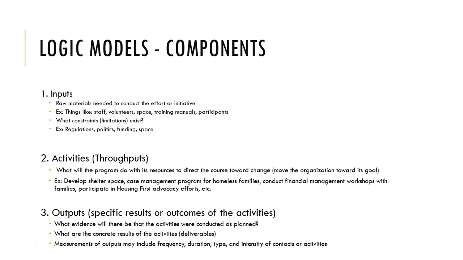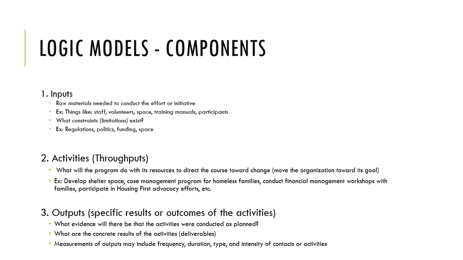The second section is activities or throughputs. So basically in the first section you had inputs of raw materials, and then looking at section 2, activities, these are the things through which you will achieve your goals. So these are things where you say, what will the program do with its resources to direct the course toward change? Specifically, what will the organization do in order to move the organization towards its goal and achieve its objectives and goals? So here are the specific things that you may do in the addressing family homelessness scenario.